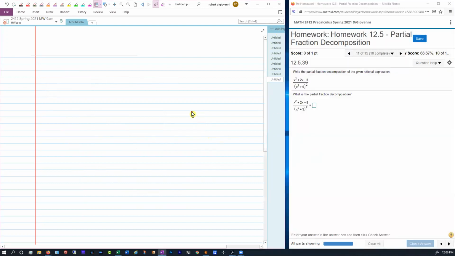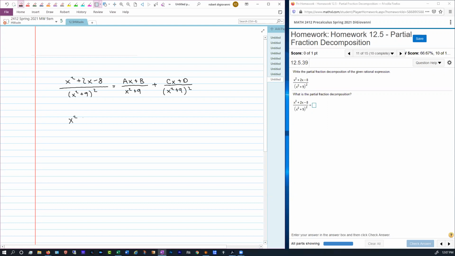Okay, next one. All right, we do not need long division because the top is a quadratic. The bottom is really a 4th degree, but what we have here is x squared plus 9. That's a quadratic, that's irreducible, but then squared. So what I need to do here is put first a linear over the irreducible quadratic. Then I start building up the powers. Now another linear over the irreducible quadratic squared, and that's where I stop.